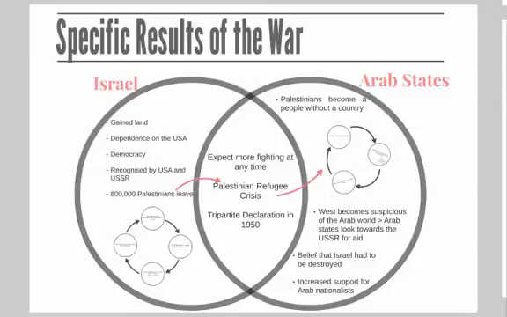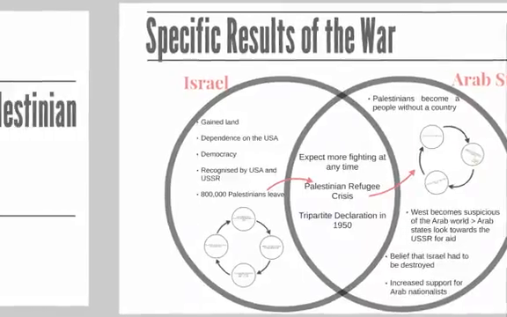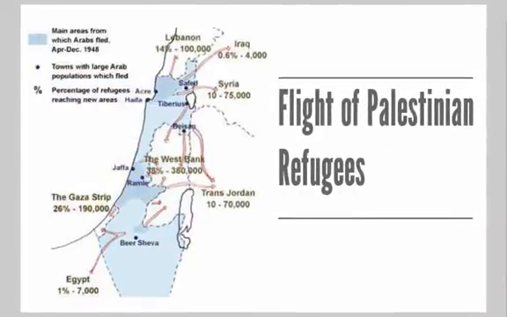Another effect on the Arab states is that the West becomes suspicious of the Arab world, which leads to the Arab states looking towards the USSR for aid. So you have a Cold War aspect to the Middle East. And there's also a belief that Israel has to be destroyed for the Arab states to be safe. And there's increased support for Arab nationalists in places like Egypt, which is what we will look at in our next video.